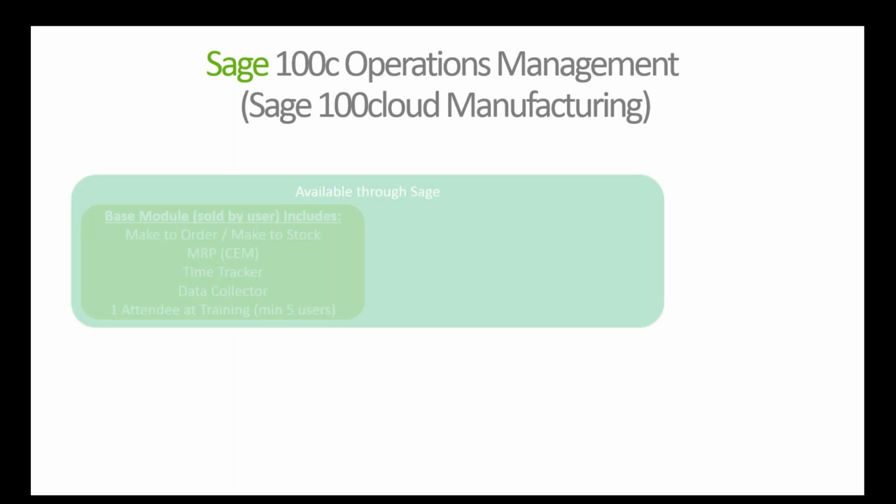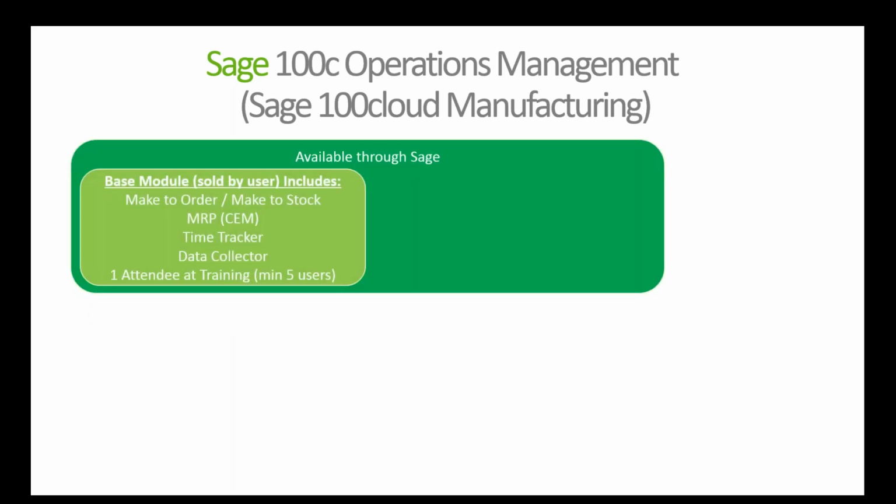So then we look over at operations management, which has been known as Sage 100 Cloud Manufacturing or JobOps. And on the Sage price sheet is our base module. Now that's sold by user, but it includes all of the ability to do make to order, make to stock, MRP, which is the SIM, the time tracker, the data collector. And if they have a minimum of 5 users on their initial order, they can send one person to our operations management training course at no charge.